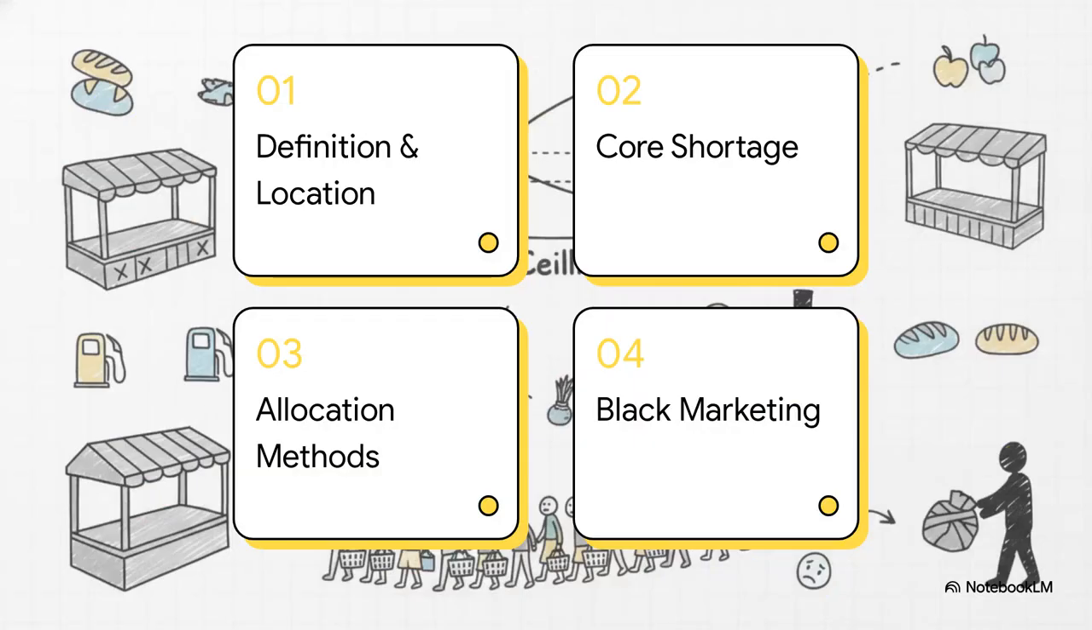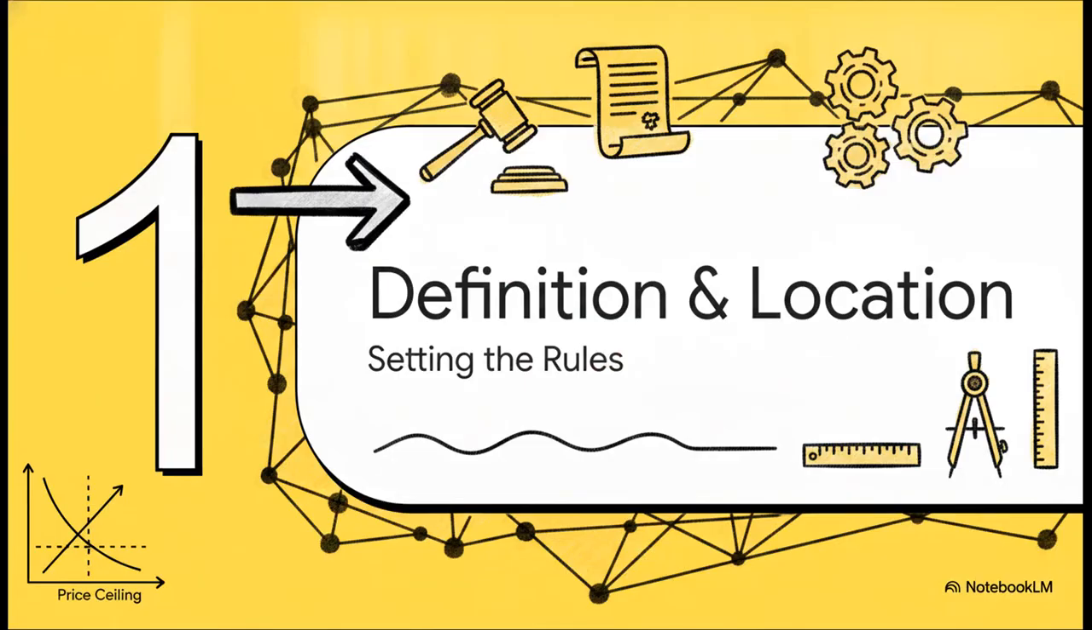Here is our roadmap for today. First, definition and location. Second, the course shortage implication. Third, allocation methods. And finally, black marketing. Let's start with part 1, definition and location.